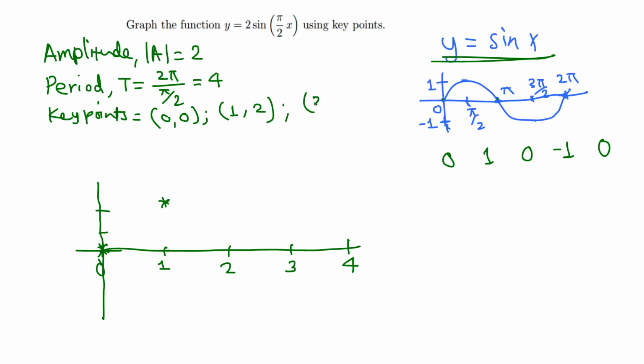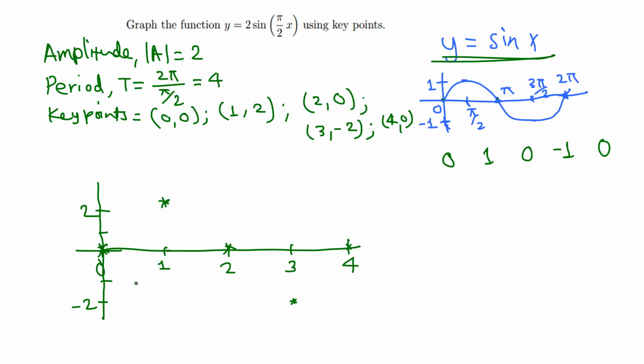Now 2, multiply 0 by 2, 0. So 2, 0 here. Now 3. For 3, that's the second last, so we multiply -1 by 2, so -2. That's 3, -2 here. So the graph will go down to -2 here. And for 4, 2 times 0 is 0. So at 4, 0.